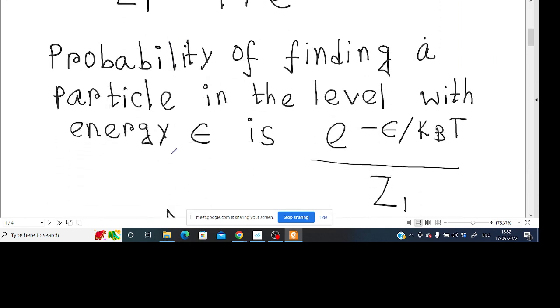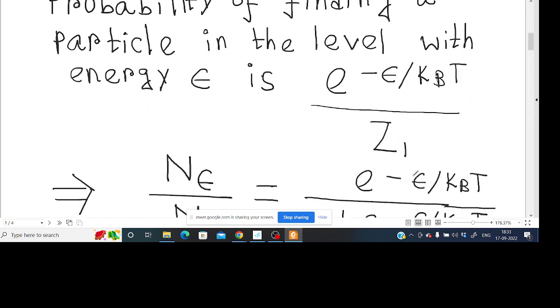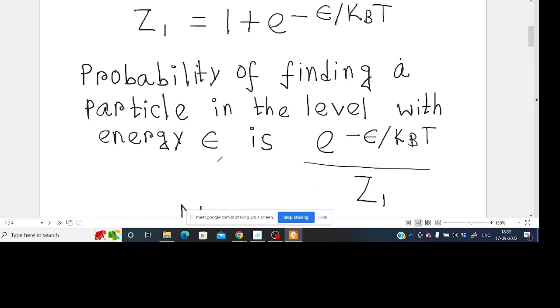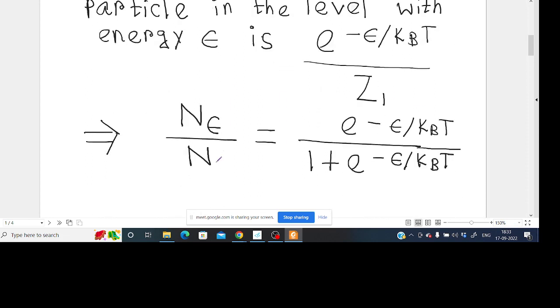And what is the probability of finding the particle in the level with energy epsilon? This is equal to e to the power minus epsilon by kBT by z1. This I have discussed in the previous class when we were discussing canonical distribution. Now let's say there are n particles, and n_epsilon particles are in the level with energy epsilon. Then the probability of finding the particle with energy epsilon is equal to n_epsilon by n. This is clear, right?